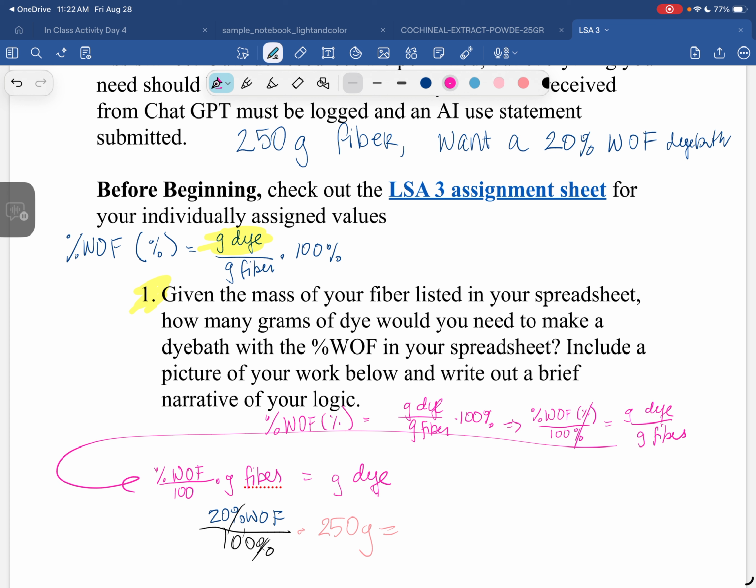Now, our percentages cancel out because we have percent weight of fiber and percent on the top, 100% on the bottom, but our grams don't cancel. So that means our answer for our dye is going to have units of grams, which is good because we want the mass of our dye to be in grams. And to get that value, we would simply do the math on the left-hand side. So we are going to take 20 divided by 100 and then multiply it by 250. All right, and that's going to give us 50 grams of dye.